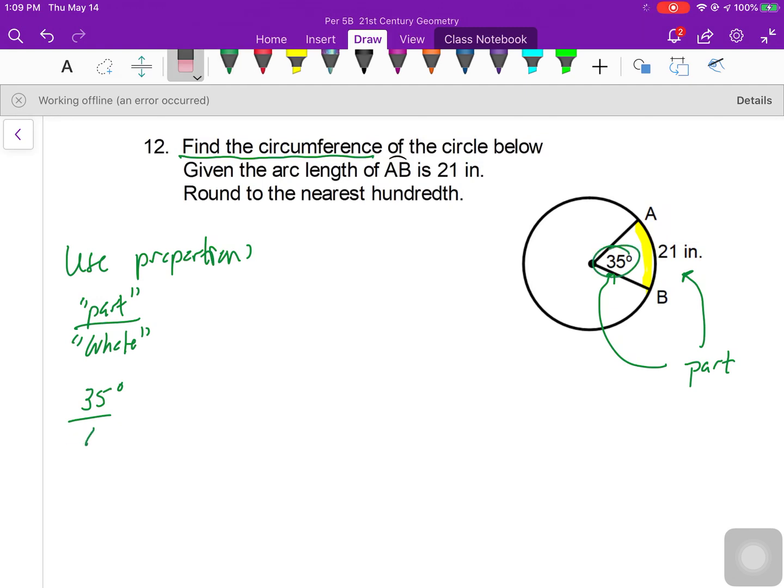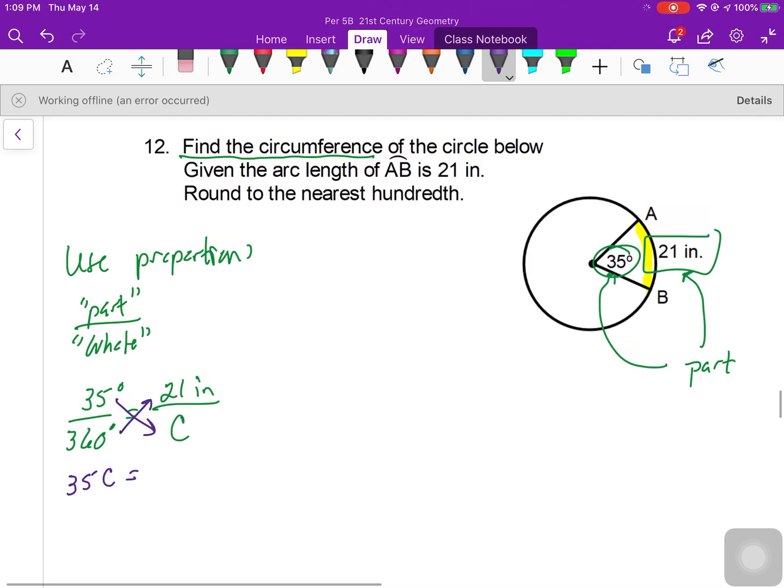For example, the degrees in the part of the circle are 35 degrees. The degrees in a whole circle are 360 degrees. The arc length in the part of the circle, 21 inches. And we're looking for the circumference of the circle. We always solve proportions in the same way. We always solve them by cross multiplying.